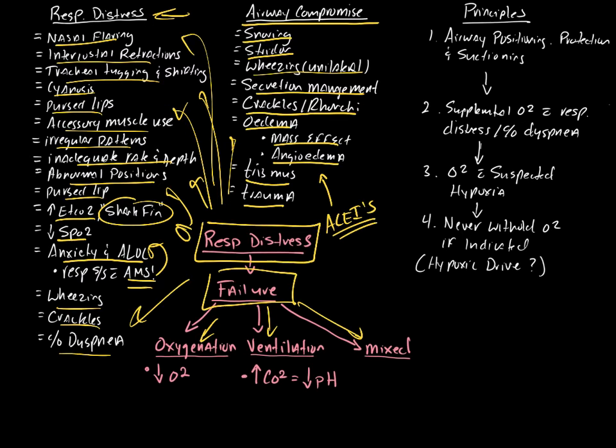So what are the principles of managing pulmonary problems? Good airway positioning, protecting them, and suctioning them. First and foremost, position your patient appropriately, protect their airway, and suction their airway out if needed. And then we can look at supplemental oxygen with respiratory distress or complaints of dyspnea, and we titrate the amount of oxygen to what's going on with the patient, right?